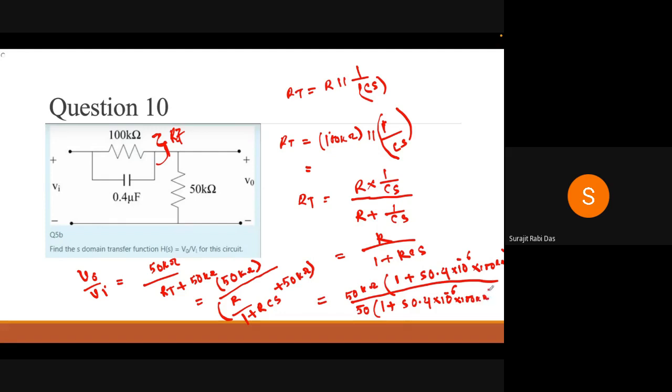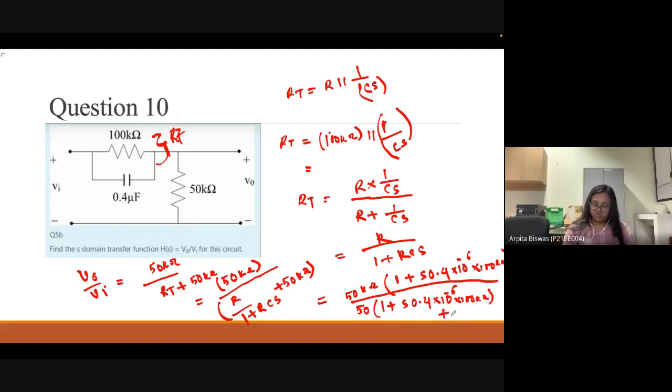Kilo ohm. Today is Ganesh Chaturthi also, so most of them are going to celebrate it.